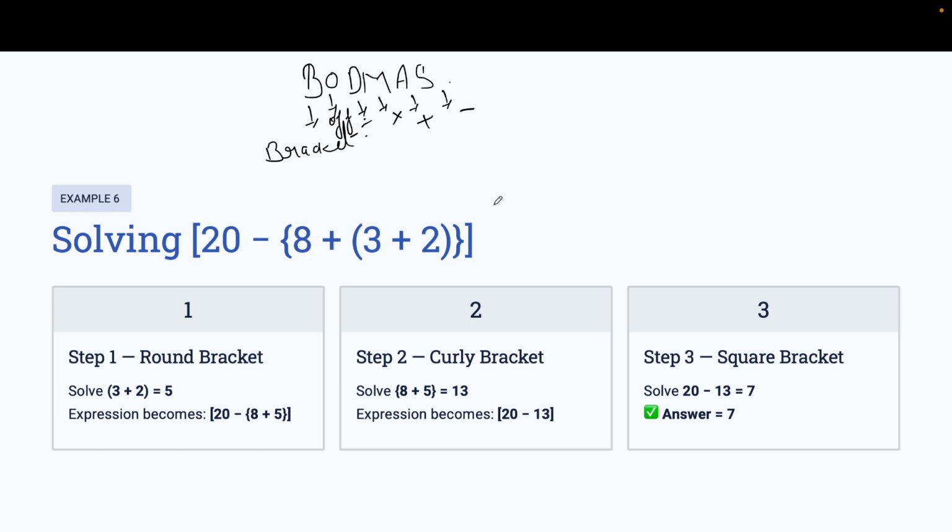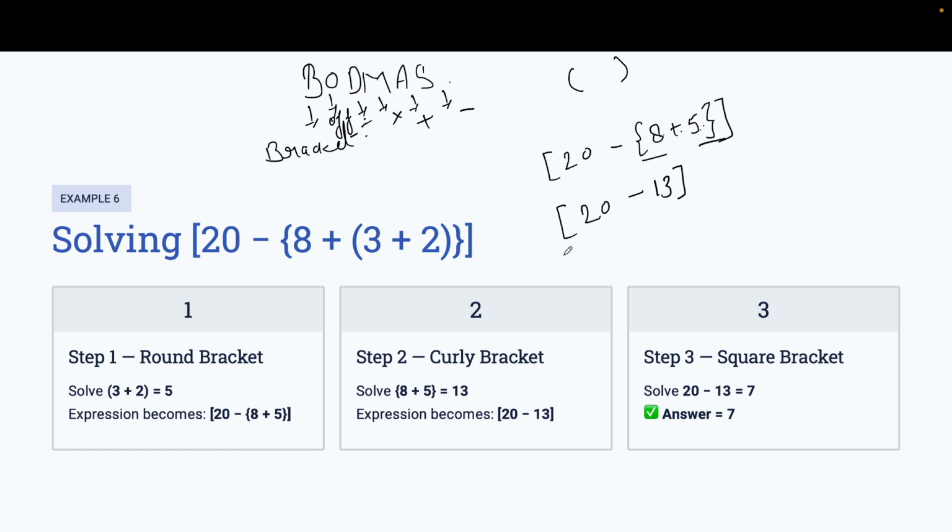Now this question is given: 20 minus, in a curly bracket, 8 plus, in a round bracket, 3 plus 2, round bracket closed, curly bracket closed and large bracket closed. First of all, we have to solve the round brackets. So 3 plus 2 is 5. So it becomes 20 minus, in a curly bracket, 8 plus 5. Then the second step is to solve the curly bracket. So 8 plus 5 is 13.